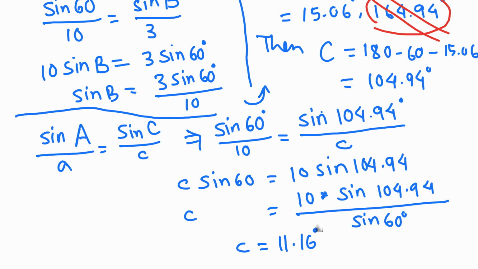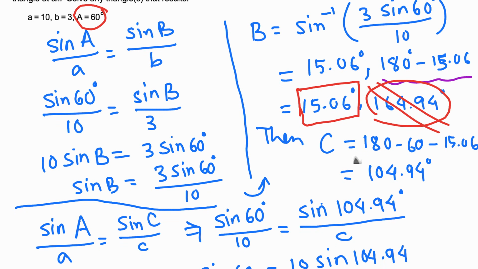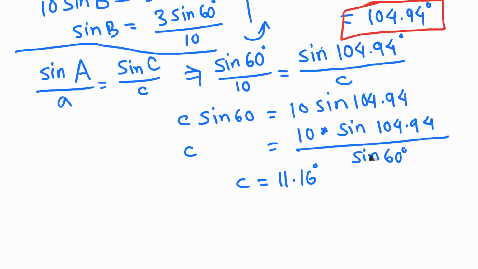So we have only one triangle case, and what we found here: angle B is 15.06 degrees, angle C is found here, and side c is found here. Oh, this is not degrees, it's a mistake, it's the side. Okay, final.